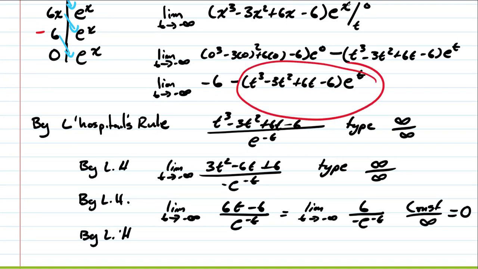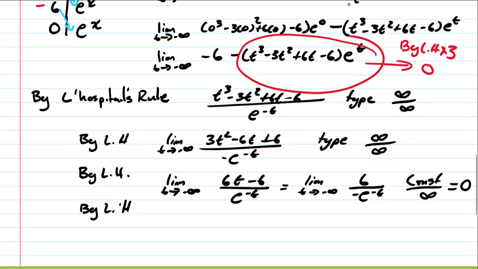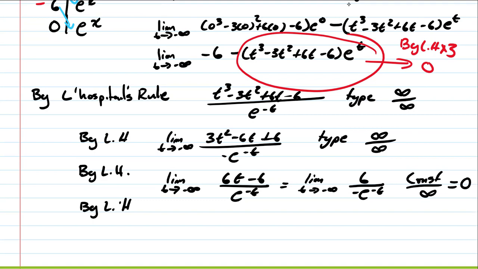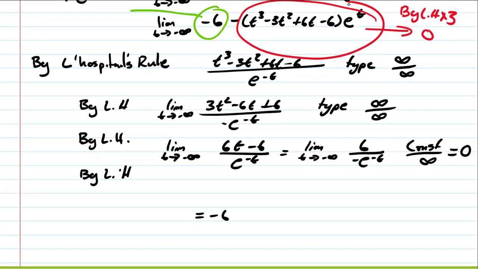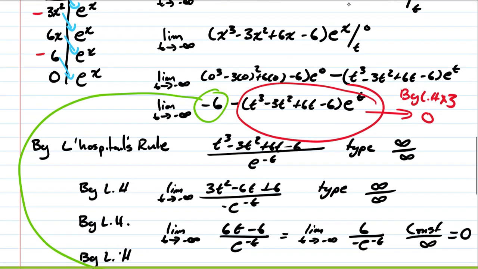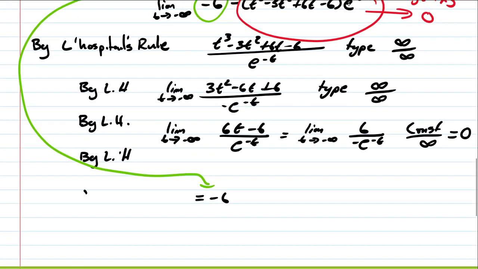Whew. So after all of that work, we've just determined that this limit is 0, essentially by L'Hopital's rule 3 times. So then what does our limit equal? What was the only thing that wasn't 0? Negative 6, right? So this guy right here was the only thing left. So then the integral from negative infinity to 0 of x cubed e to the x dx is equal to negative 6. Interesting, right?